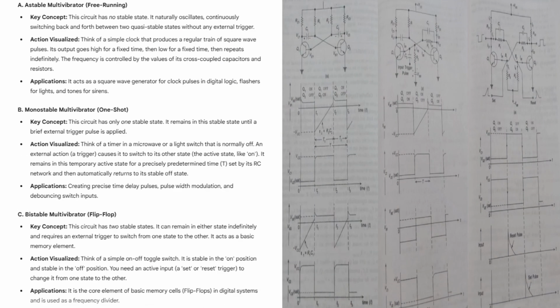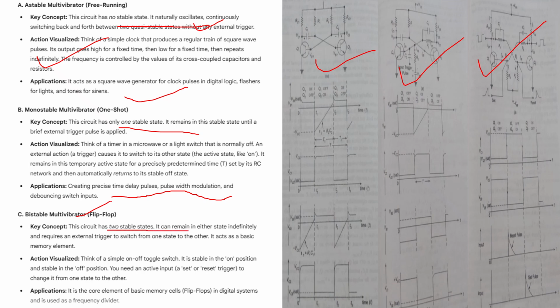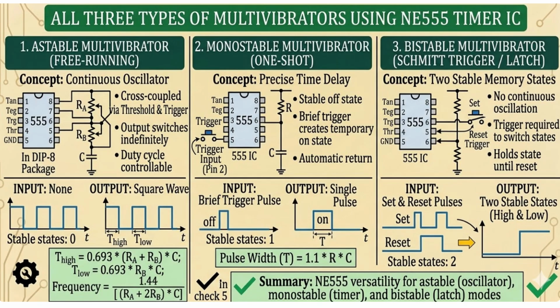Here are the circuits for astable, bistable, and monostable, right? You can check the differences here. The key concept for astable is that there are no stable states and it will naturally oscillate. All are oscillators only. It will have some type of waveform generation, and an application, of course, is clock pulses in digital logic. Monostable has one stable state, and its application is creating precise time delay pulses. The bistable acts as a flip-flop, meaning it can store energy. Both states are stable, and of course it will have memory. So these are the major crux.